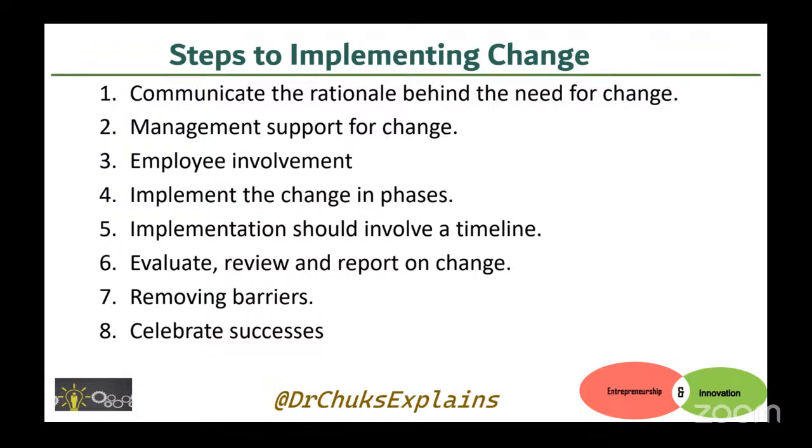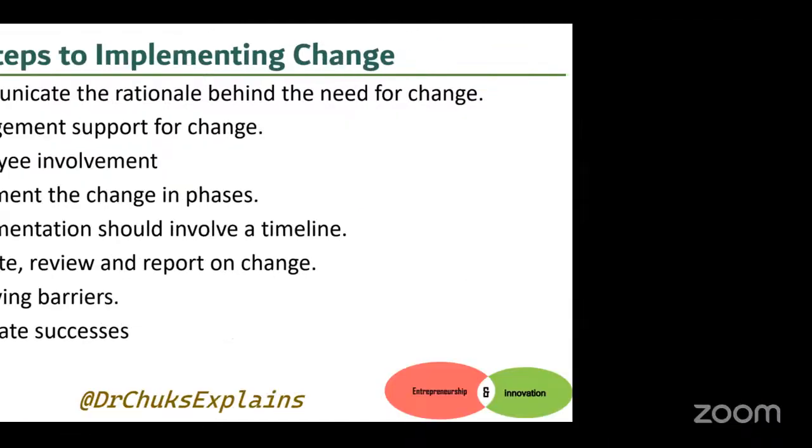Number 7 is removing barriers. Of course, when change is coming, most people are averse to change. They don't really want to change. So such barriers that will encourage them not to change, you remove them. And number 8, celebrate successes. Once one is responding to change, celebrate it. Once an organization has improved a lot, celebrate it. It can be very, very encouraging.